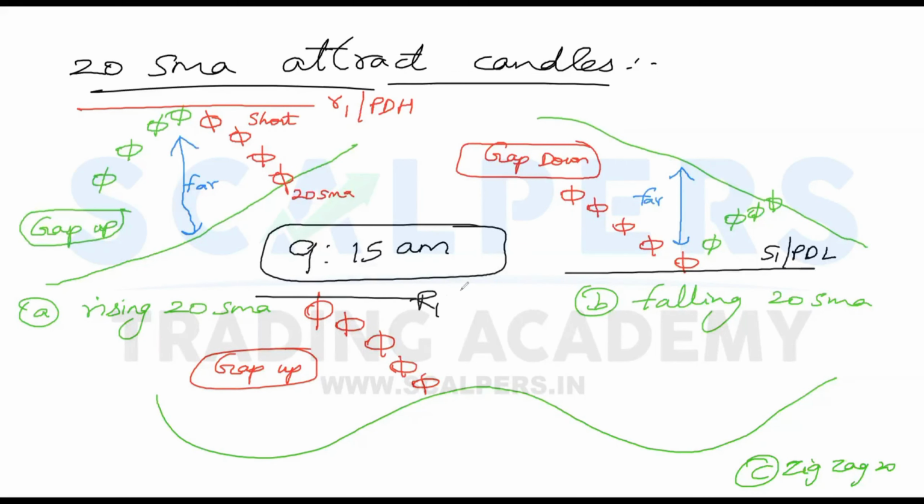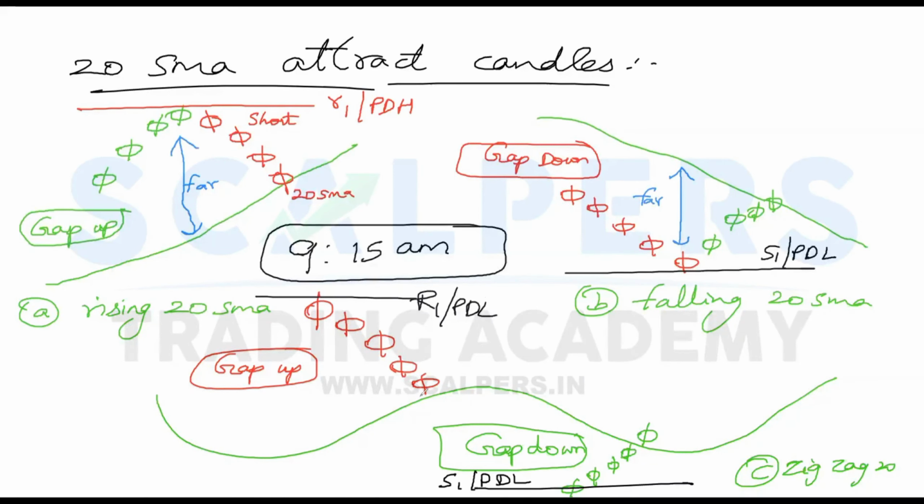Similarly, there will be a gap down, and we will be getting continuous green candles. So in this case, you can go for a long, and this will happen exactly at S1 and previous day low. So here we will go for a short, and here we will go for a long. Our target will be the 20. So this is a very small scalping. This trick is especially for small scalping.